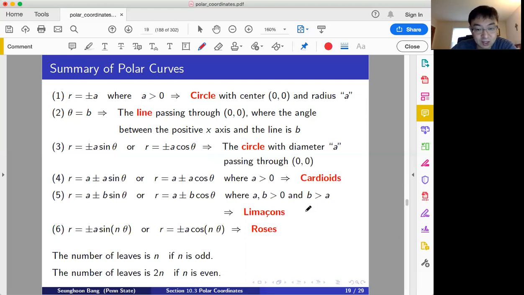One example I can show to you is r equals 3 cosine 2 theta. What's the number of leaves? 2 is an even number. The number of leaves is 2n. Right? 2n. So how can you sketch the graph? This idea is not difficult.